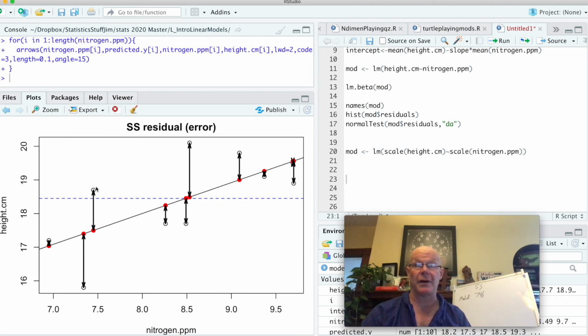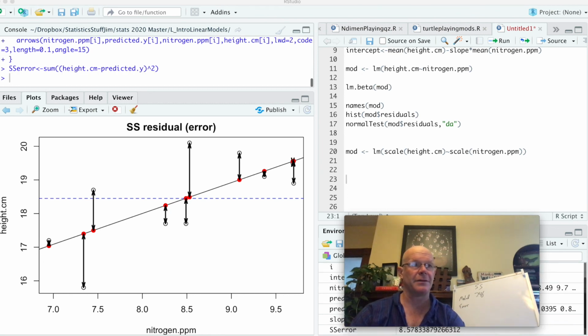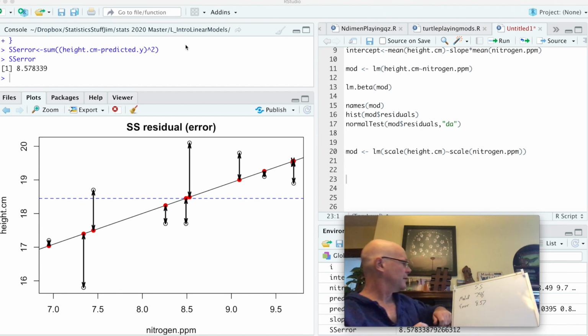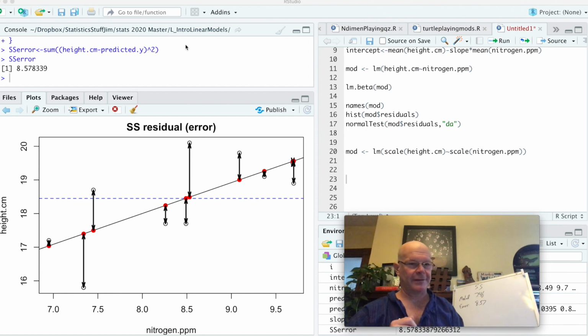So all we're going to do is take our observed value versus our expected value according to our model. We're going to take that difference, square it, and sum up all of those. And that's going to give us the sums of squares associated with the error or the residual. And so I will just simply do that using the code that we all have. And what do I get? I get 8.57. I'm really against rounding appropriately today, apparently.